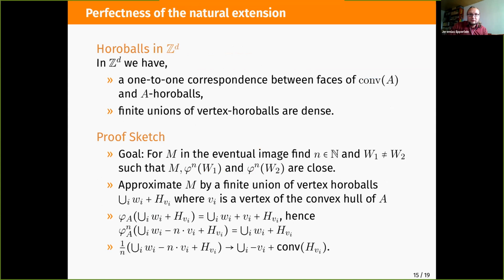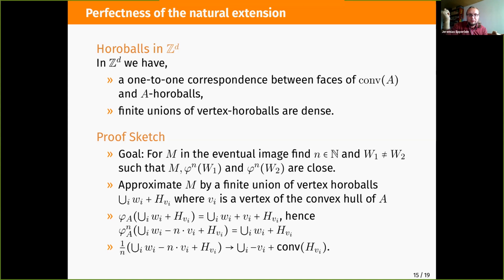So remember that in ZD we have a one-to-one correspondence between the faces of the convex hull and the horoballs. And then it's very easy to see that finite unions of vertex horoballs are dense. So what do I mean by vertex horoballs? These are the horoballs corresponding to vertices of the convex hull. Like in this example that we saw, we had 12 horoballs and 6 of them corresponded to vertices.